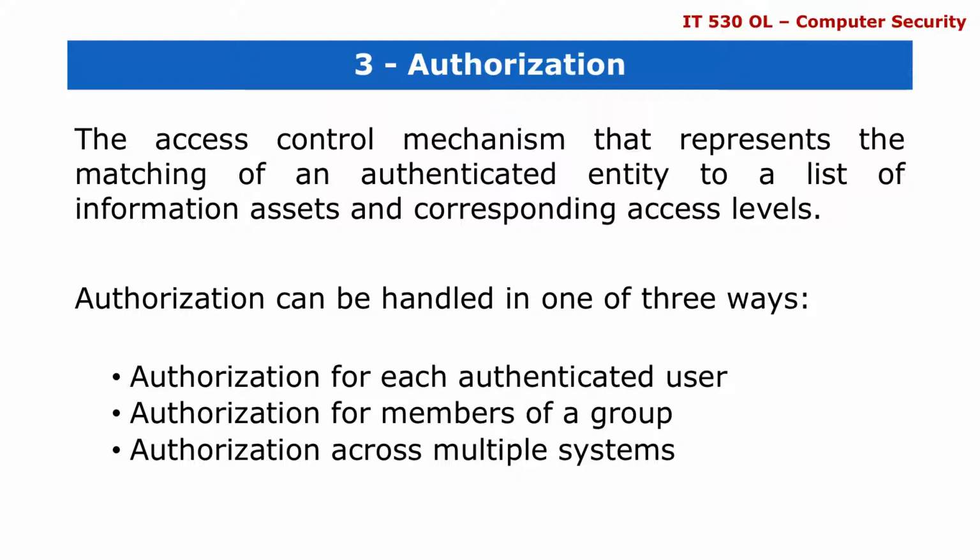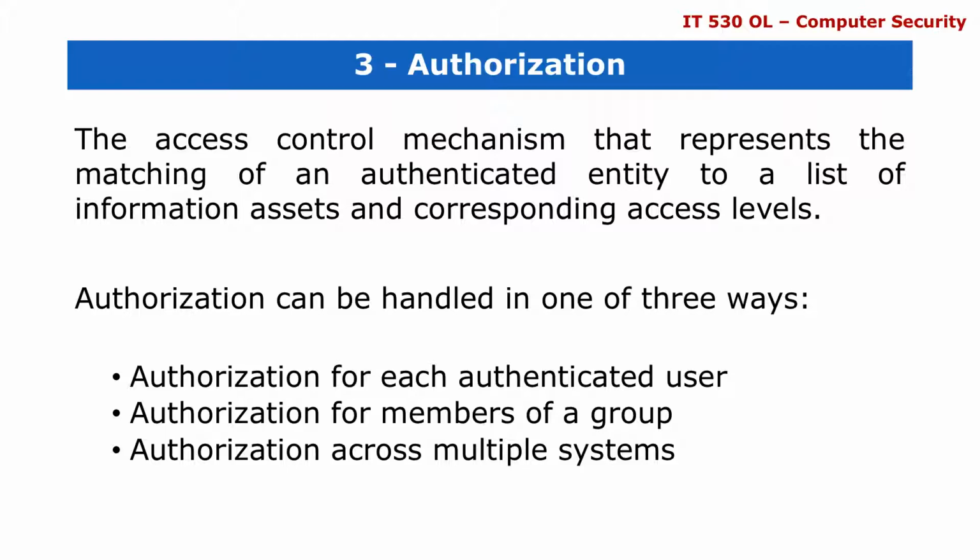Now, authorization can usually be handled in three ways. That is authorization for each authenticated user, authorization for a member of a group, or authorization across multiple systems. Authorization for each authenticated user means that the system admin, or whoever is given that authority, will define the authorization based on the individual user. That is, each single identifier on the system will have their own limitations or privileges, and their access level will be defined at the user level.